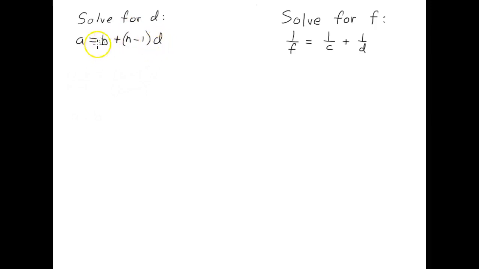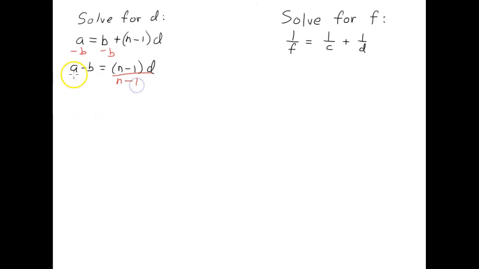The first thing we're going to do is get rid of this b. So we'll add the opposite. We have a positive b, so we'll subtract b from each side. Let's show that, minus b, and that leaves you with a minus b equals this quantity n minus 1 times d. Now we want to divide each side by n minus 1 because n minus 1 is being multiplied by d. So let's show that.